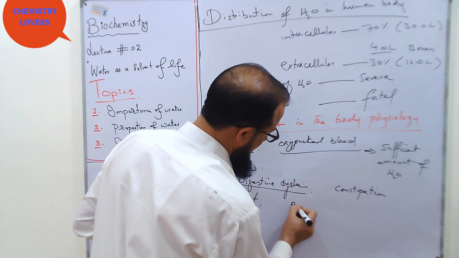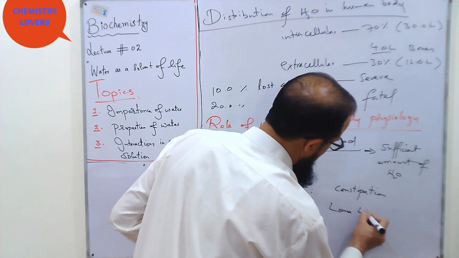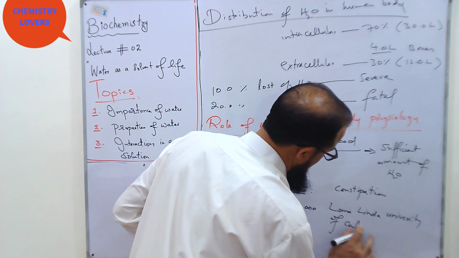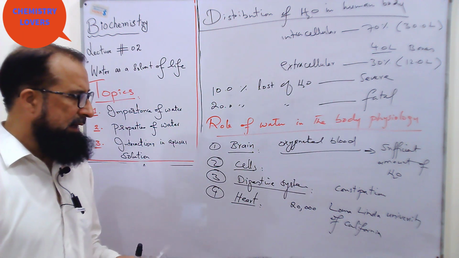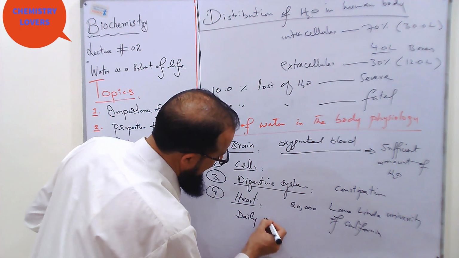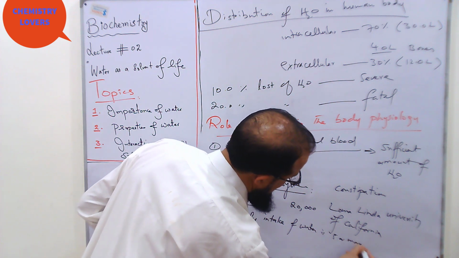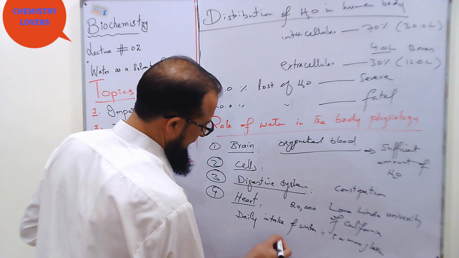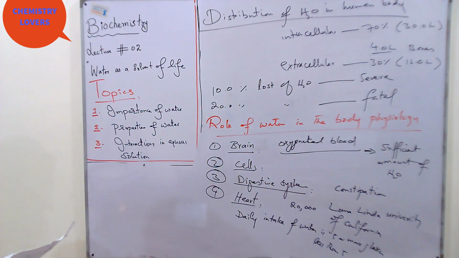And there was a study done at Loma Linda University of California. This study was done on 20,000 adult males and females, and it was concluded that a person whose daily intake of water is 5 or more glasses has a small chance of heart attack. But those whose daily intake is less than 5 glasses have a higher chance of heart attack.